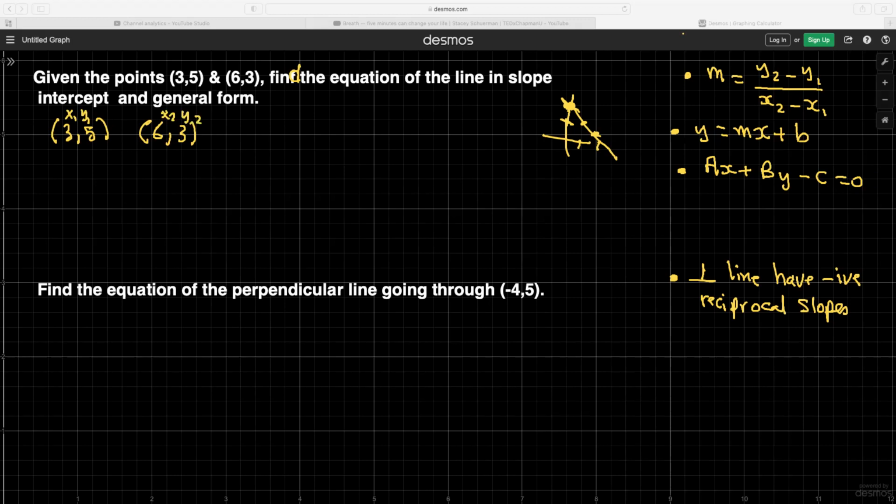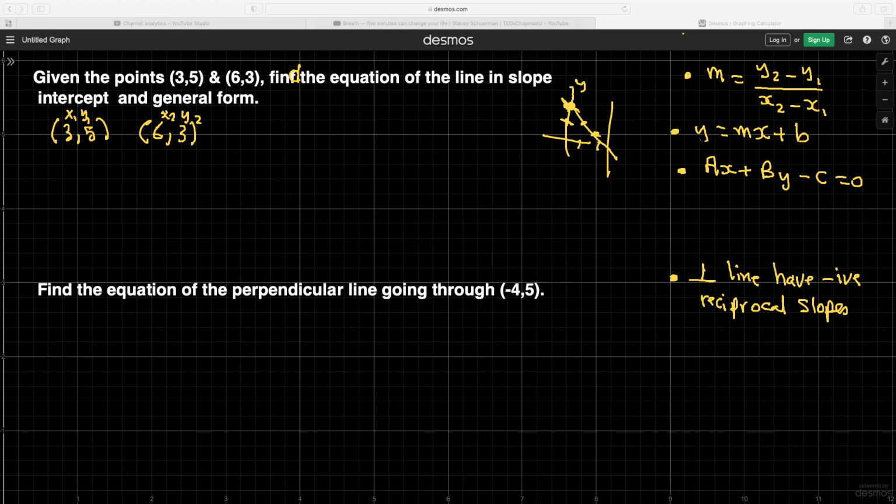Now, once we find the slope, we want to write the equation in slope-intercept form. So y equals mx plus b. m is the slope, b is the y-intercept. So every line has a slope and a y-intercept, except for the vertical line, and the vertical lines are the only lines that don't have a y-intercept unless they're right on the y-axis.